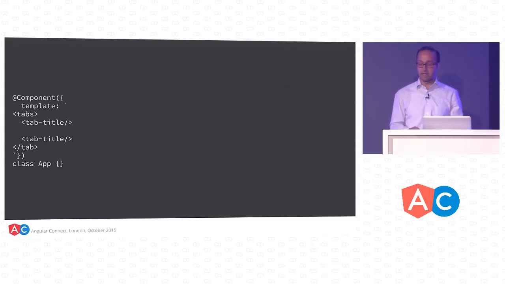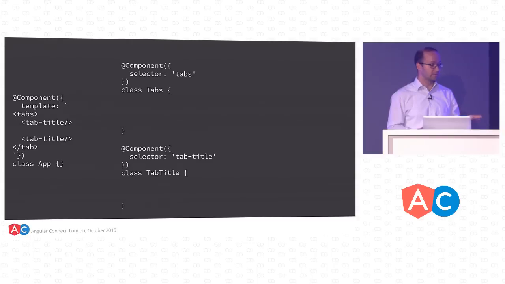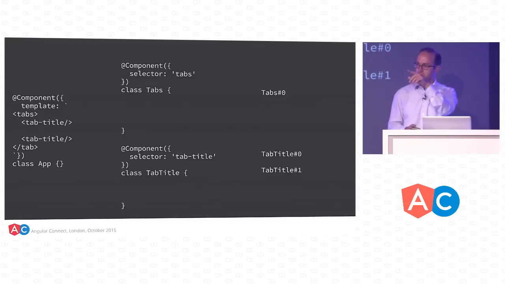So we start off with the application. I left out the tab contents for now, just for simplicity. We have a tabs component, a tab title component. And if we run it, you'll see we have one instance of the tabs component, I denoted it with class and then pound and then a number, and 2 instances of the tab title component. Like here on the right-hand side, you see the instances. So 2 instances of tab title component.